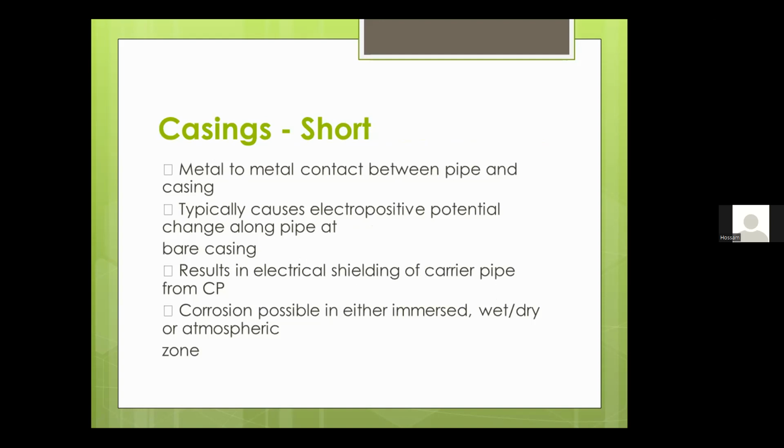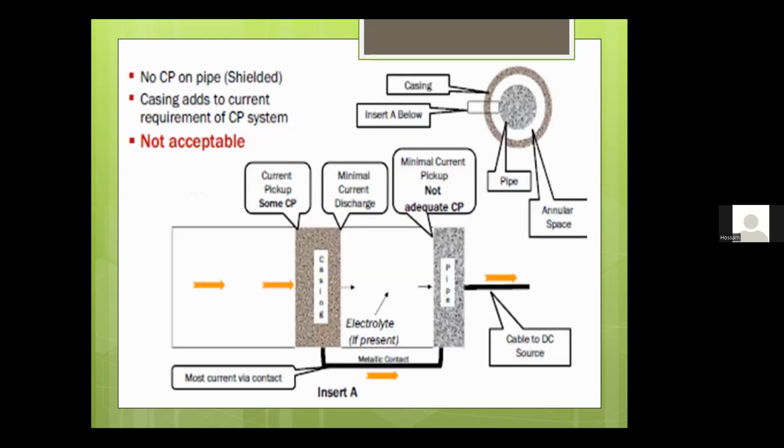A typical indication is an electropositive potential change along the pipe near the casing. The short results in electrical shielding of the carrier pipe from the cathodic protection system. Corrosion is possible in either the immersed, wet, dry, or atmospheric zone. Here is an example of a short.